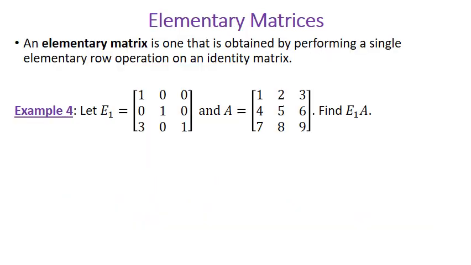Okay, now we talk about an elementary matrix. An elementary matrix is one that is obtained by performing a single row operation on an identity matrix.